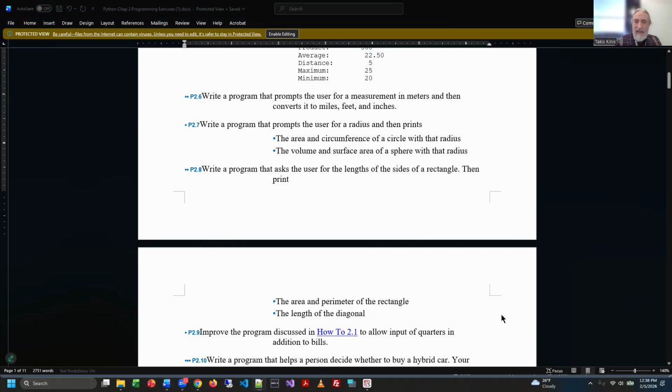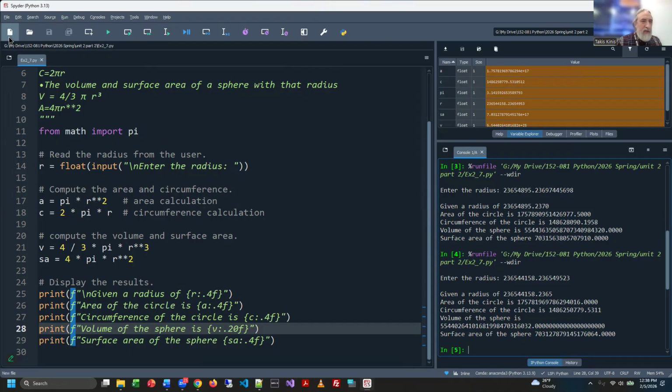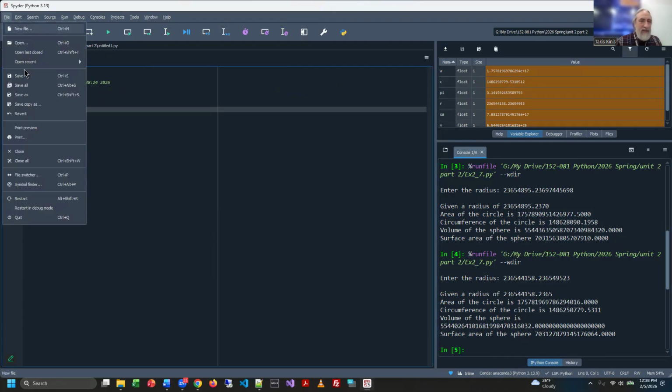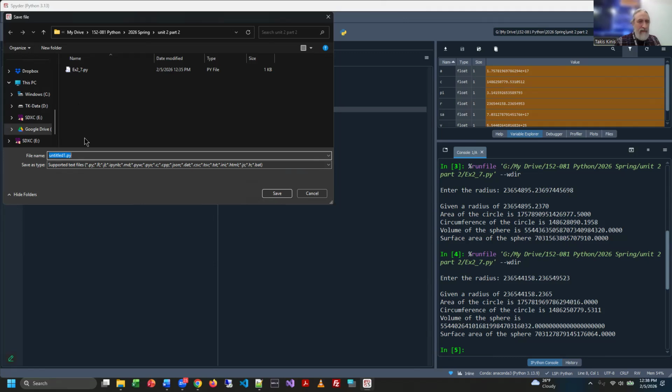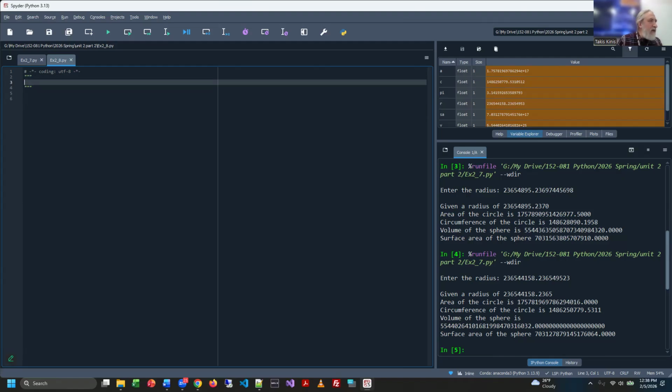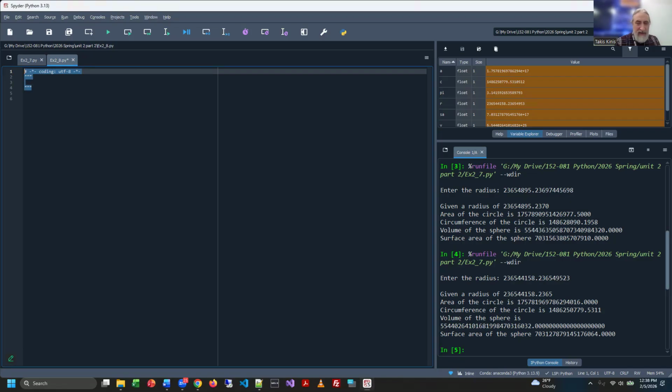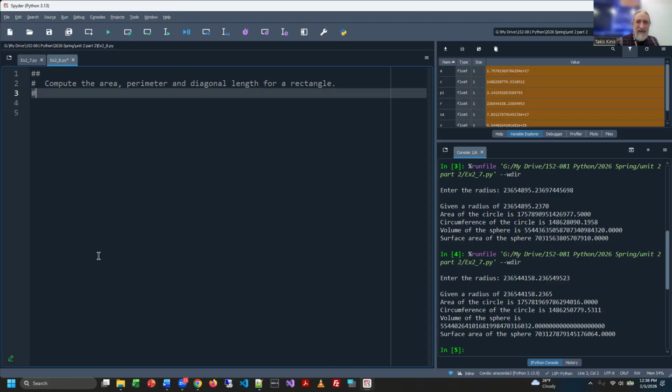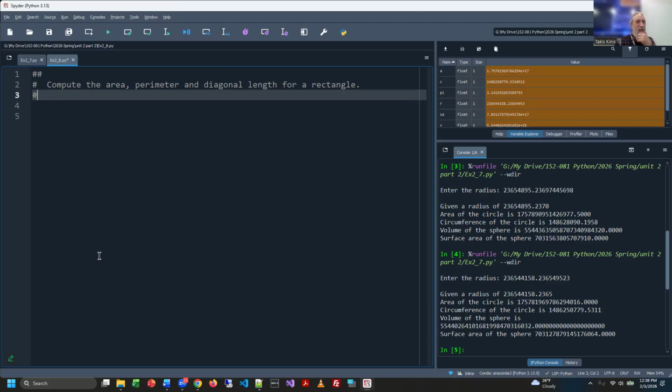All right, so let's get this one going. And I'm going to start a new file here, doing my save as, saving it as exercise 2_8. I'm going to blow away the comments up here. And in fact, I'm going to blow away all this stuff here. And this is how I did it last time. I just typed it. This is what I typed in.